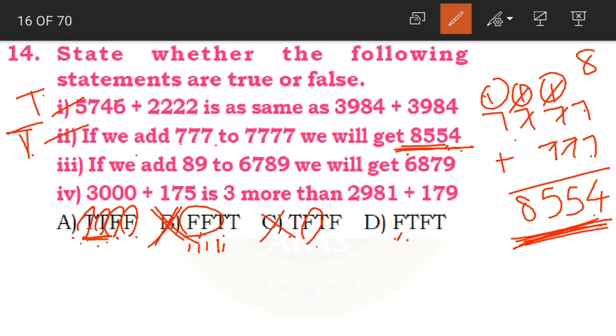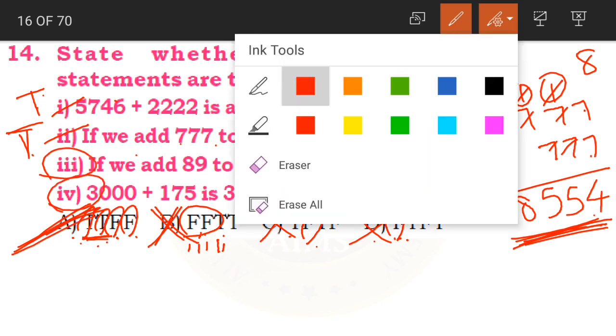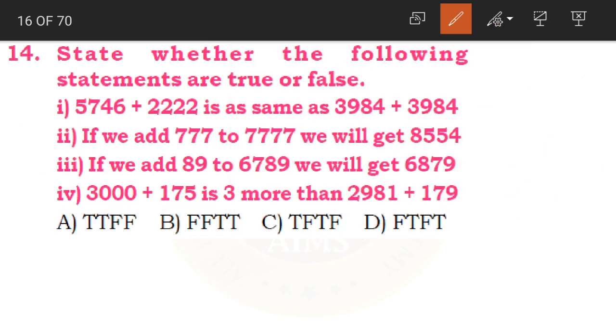In option D, first is false, but we got first as correct. So again this is wrong. So what is the correct option here? Option A. So even without solving statements 3 and 4, we can say that option A is our correct answer. Okay children, if you want you can add and check whether it is correct or not.